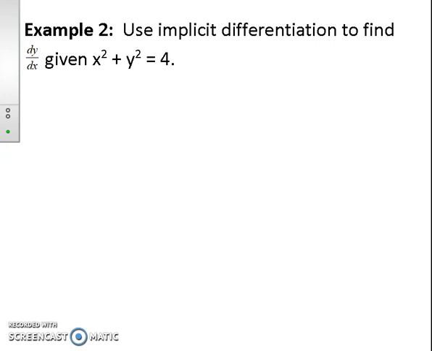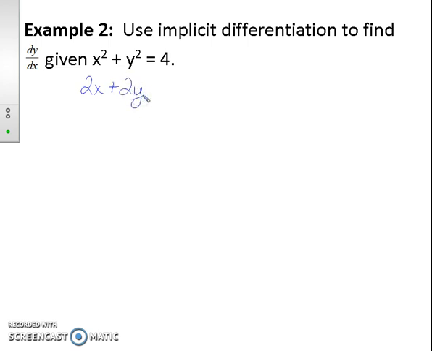So we literally just go term by term through here. I start with the x squared. The derivative of x squared is 2x. I just took a derivative of an x variable, so I'm good to go. Then I bring down my plus sign. The derivative of y squared, that's also a power rule problem, so that would become 2y.